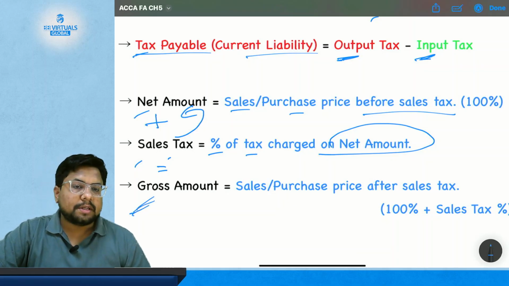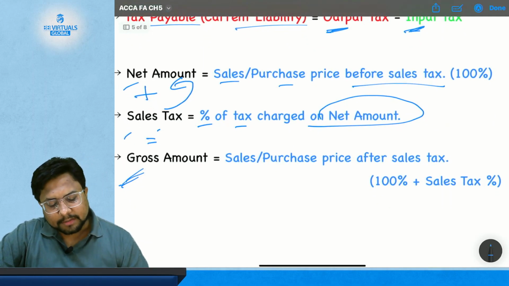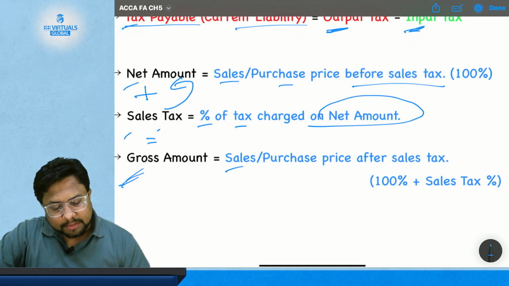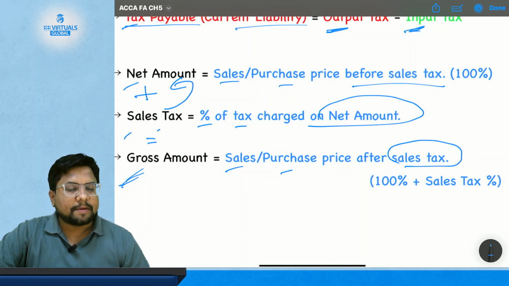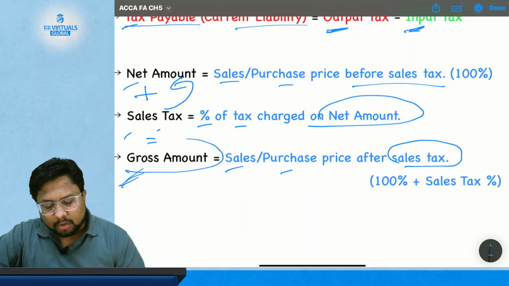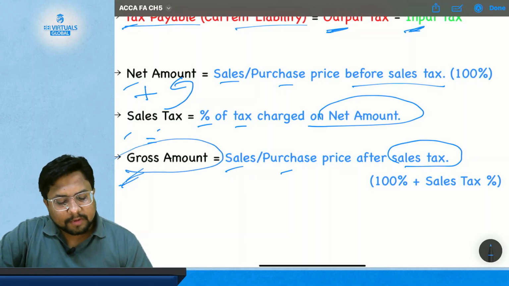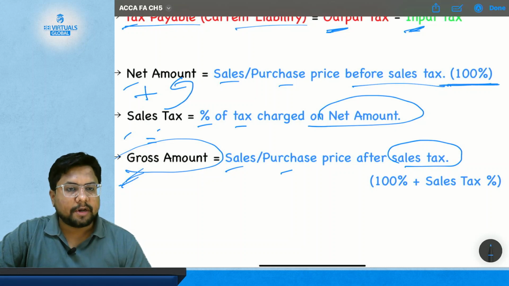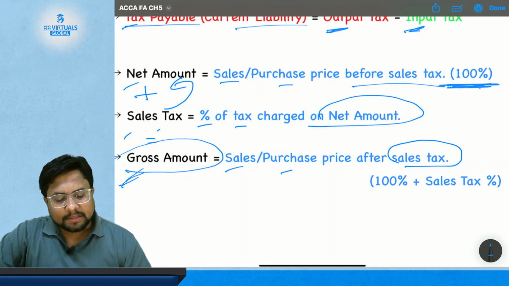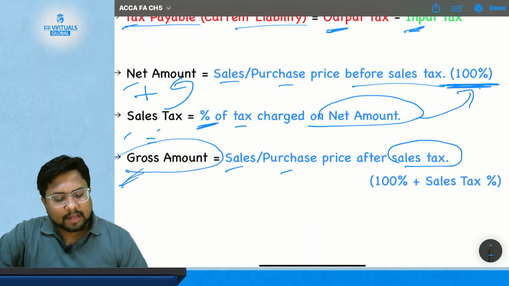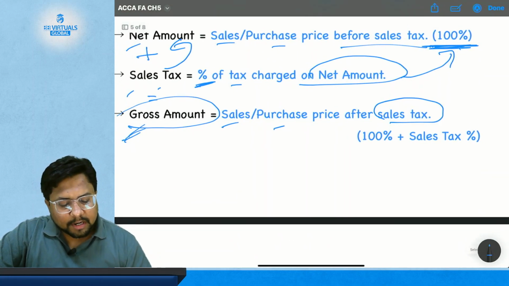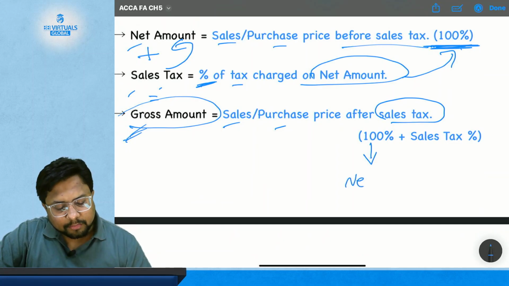Net amount plus sale tax is equal to the gross amount, that is the sale or purchase price after the sale tax. Sale or purchase price after the sale tax is the gross amount. That is, if net amount is 100% and sale tax is the percentage which is charged on the net amount, hence gross amount becomes 100% plus the tax.